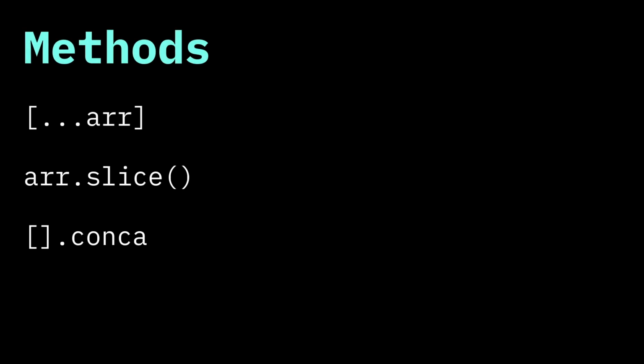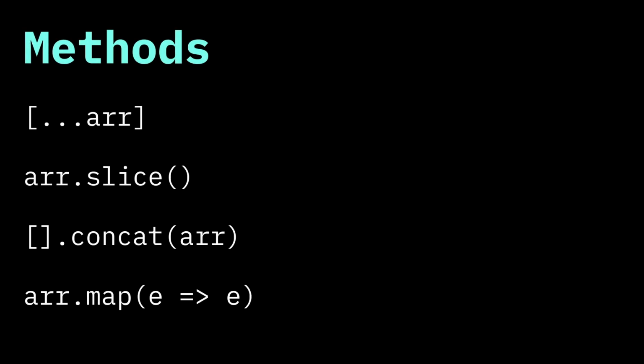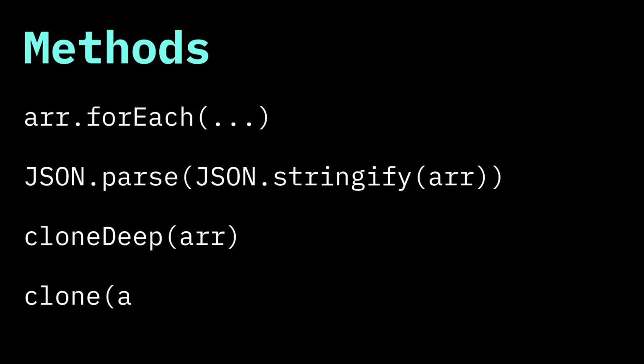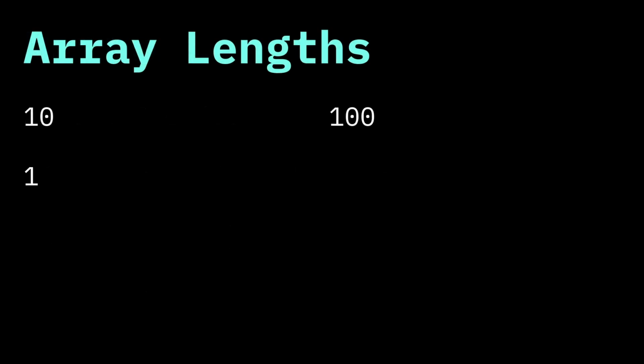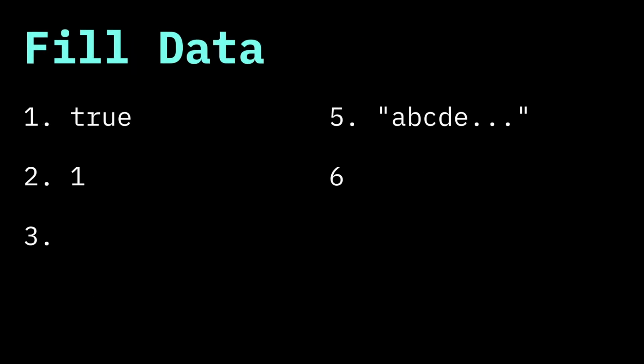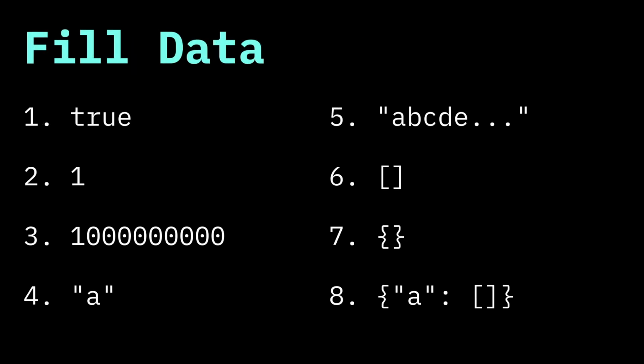Okay, so these are the different methods I'll be comparing: using destructuring syntax, arr.slice, concat, map, forEach, the JSON method, a method in the Lodash package called cloneDeep, and the clone package. I'll be comparing arrays of different sizes from 10 to 10 million, and I'll fill the arrays with either booleans, a small number, a large number, a small string, a large string, an array, an object, and an object with some data inside.